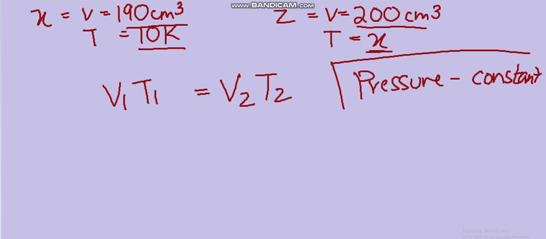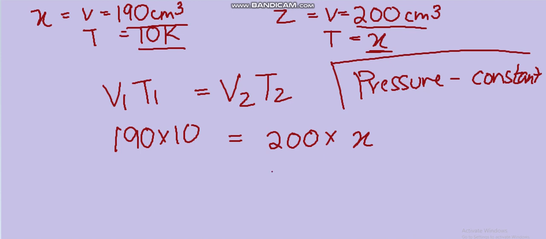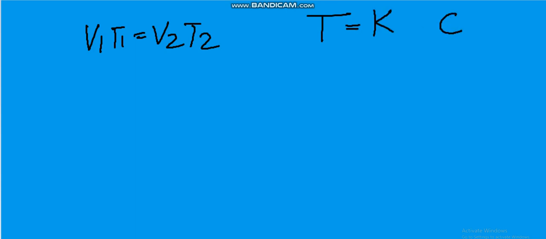Using this formula, we can find out that basically 190 over 10 is equal to 200 over x, and then you find out that x is 9.5 Kelvin. Okay, so that is how you can use the Charles' law formula to find out unknown values. Now, one thing to ensure when you are using this specific formula V1/T1 = V2/T2 is to ensure that temperature is in Kelvin. It is not supposed to be in Celsius. It would be wrong if it is in Celsius.